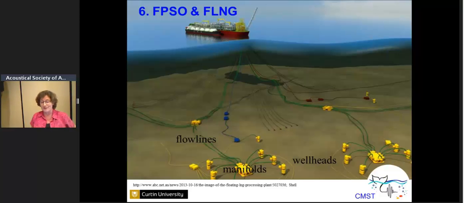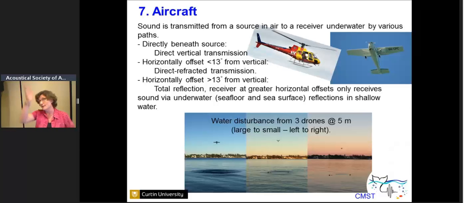Finally, aircraft. So if you're a receiver underwater and you have something flying overhead, you will hear it. The sound transmits straight through the air-water interface, except when you're now moving away horizontally. So if you're far enough away that the direct path has an angle of incidence from the vertical of less than 13 degrees, you're going to get the direct path. If it's greater than that, you've got total reflection. So if your receiver in the water is even further away horizontally, you're only going to get sound by multiple reflections from the seafloor and the sea surface.